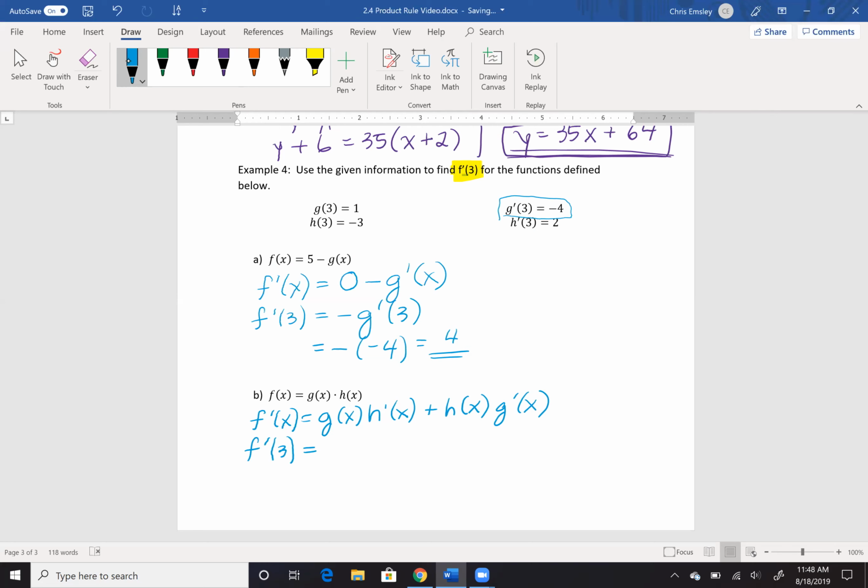G of 3 is 1. Look it up here up at the top. H prime of 3 is 2. Plus h of 3 is -3. And g prime of 3 is, again, -4. So then we just have to do the arithmetic. We get 2 plus 12, which is 14. Okay, hopefully those examples help you out with the product rule.